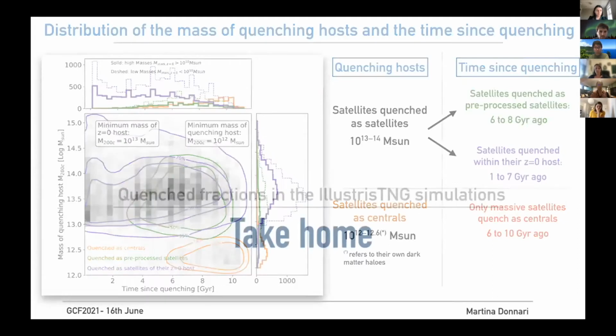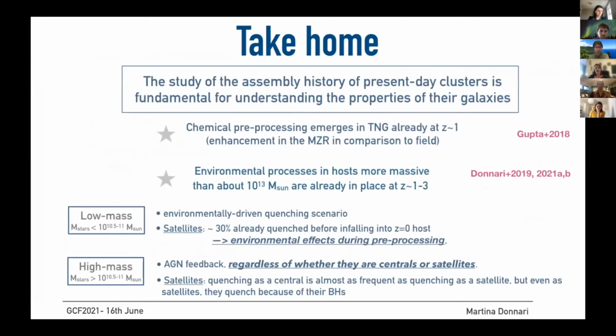So this brings me to my conclusion. The main take home is that, of course, the study of the assembly history is fundamental for understanding the properties of galaxies. I showed you that we can talk about chemical preprocessing that emerged already at redshift 0 in TNG. And we can also see that the environmental processing in hosts more massive than 10^13 solar masses is already in place at redshift between 1 and 3. And thank you.